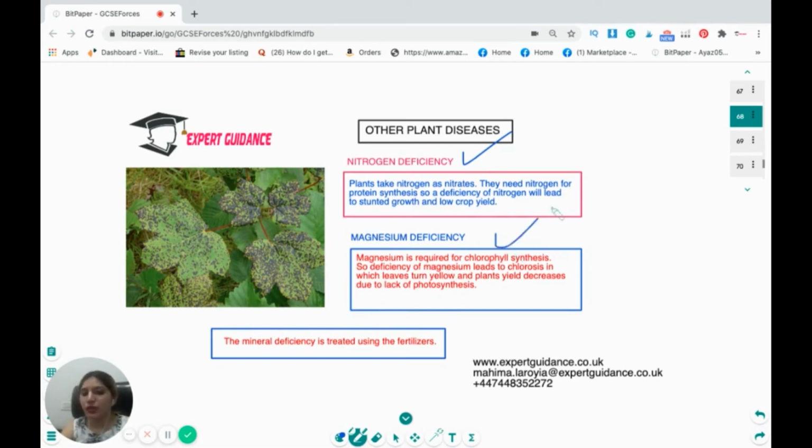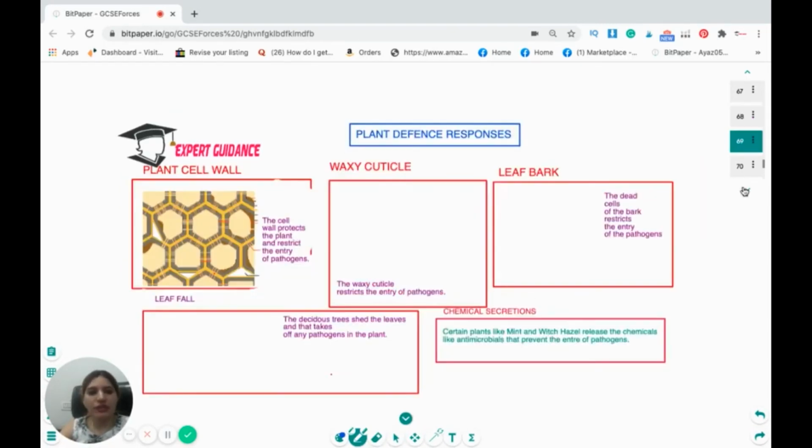Magnesium is required for chlorophyll synthesis. So if there's a deficiency of magnesium, it will lead to chlorosis, in which the leaves turn yellow and the plant yield decreases due to the lack of photosynthesis. All the mineral deficiencies are treated by giving fertilizers.